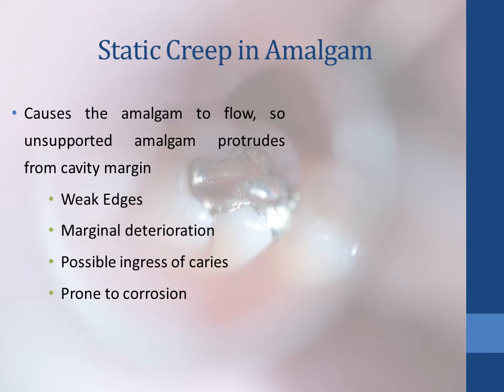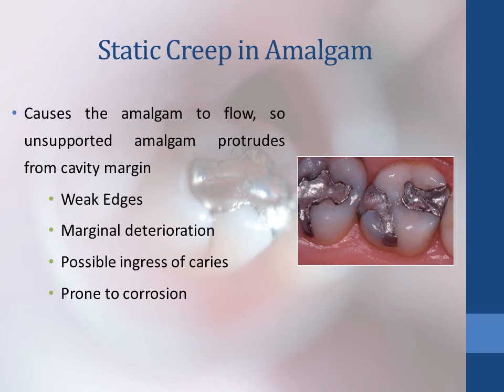So unsupported amalgam protrudes from the cavity margin, leads to marginal deterioration, weak edges, possible ingress of caries, which is also known as secondary caries, and it is more prone to corrosion, ditching, and finally failure. So that is why creep is something that we should be very vigilant about, and there are certain ways to actually decrease this in our amalgam filling. And as you can see from the picture, I'm sure you can appreciate that the amalgam has basically protruded out from the margins, and it has kind of moved from its original place. So this is why it's called creep.